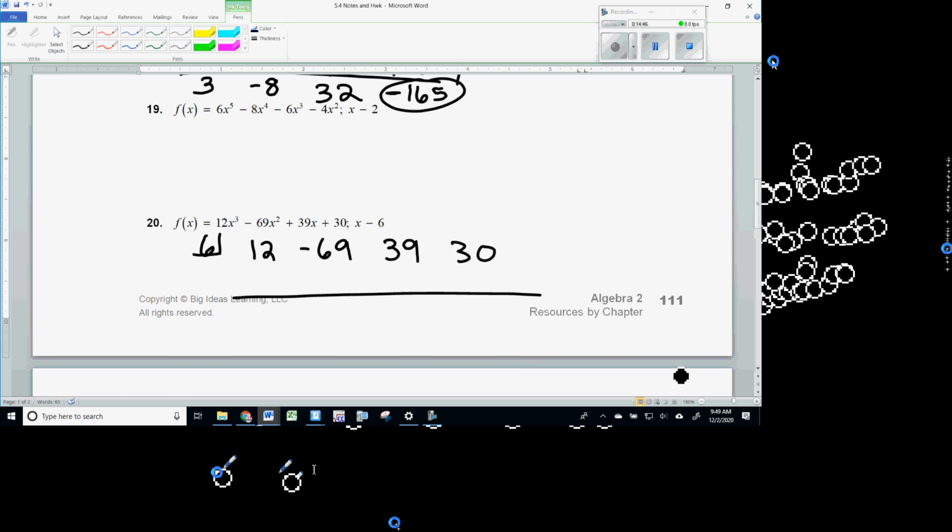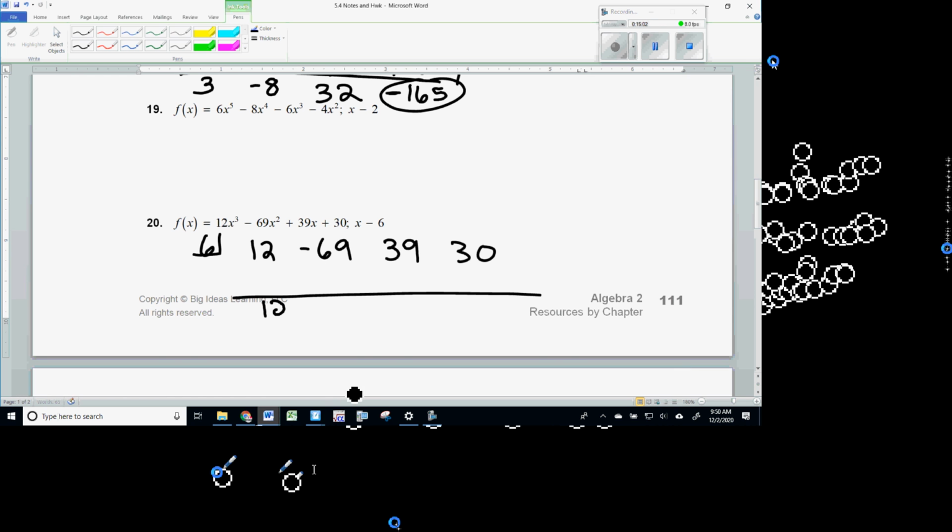And notice when we're doing this, I really don't care what the answer is or the quotient is. All I'm looking at is the remainder. Does the remainder equal 0? Then yes, it's a factor. If the remainder doesn't equal 0, then no, it's not.